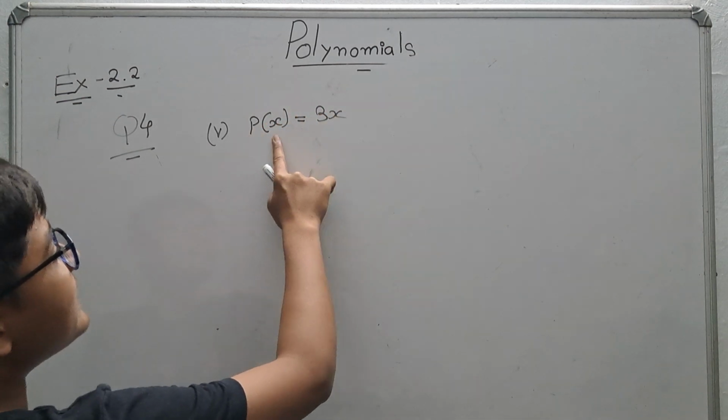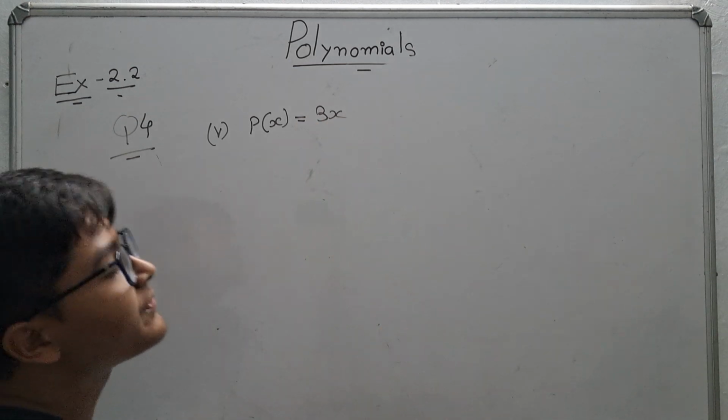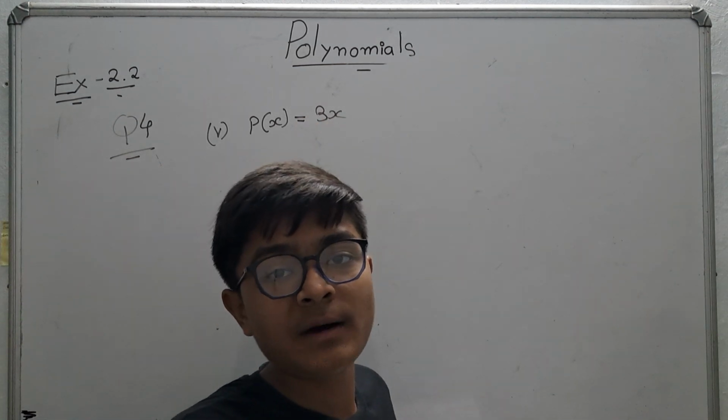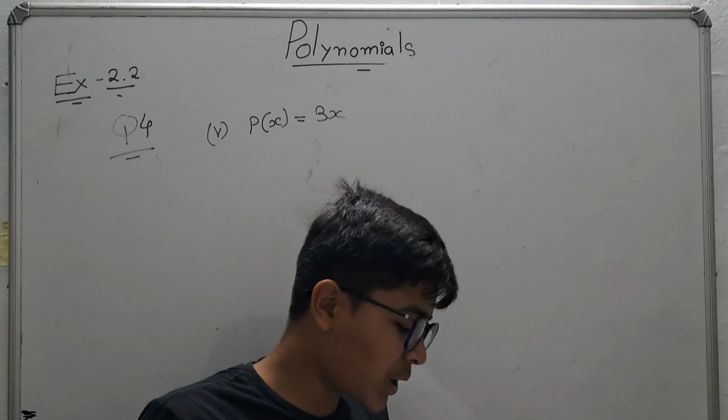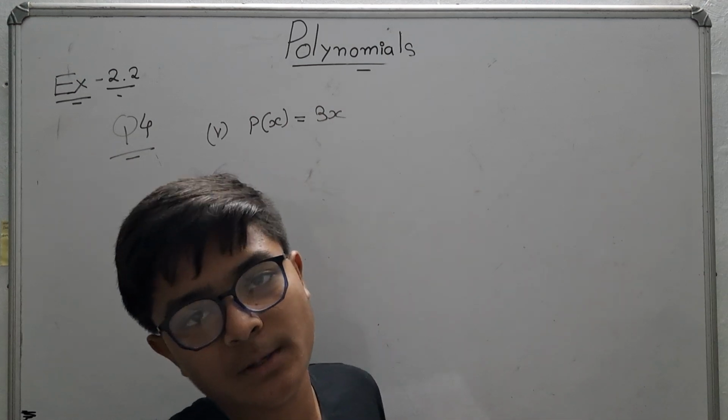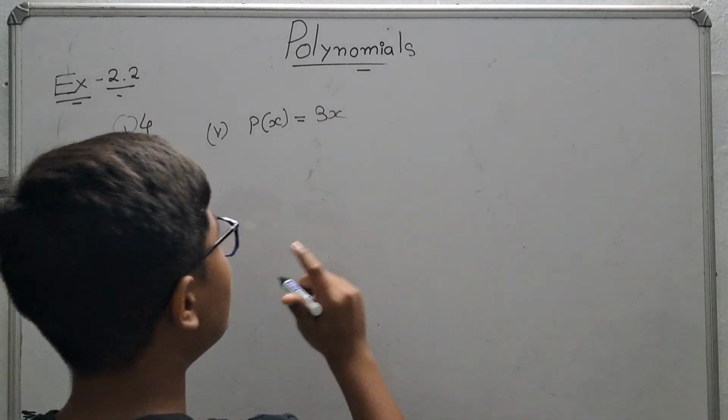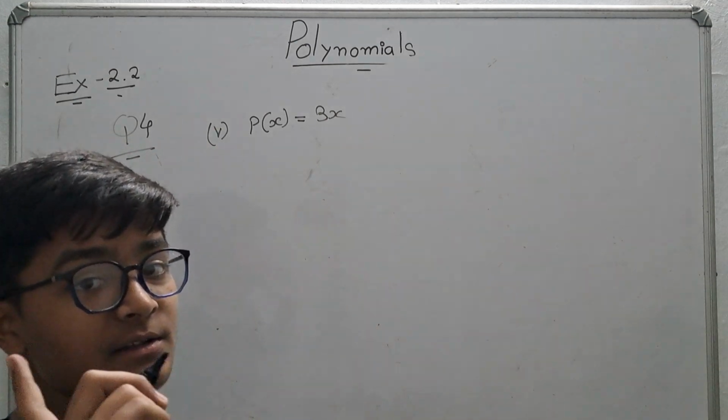They have given px = 3x. Now most of them get it wrong. They think they have not been given any value to put in place of x. But we have to find the zero. They have said find the zero.